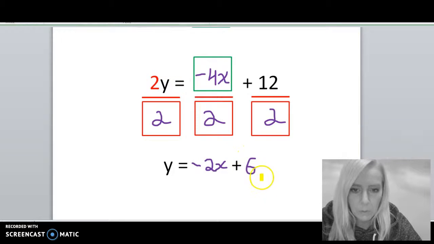As a review, this term here is my y-intercept, and this negative 2 is my slope. So now I can graph 6 on my y-axis and use a slope of negative 2.